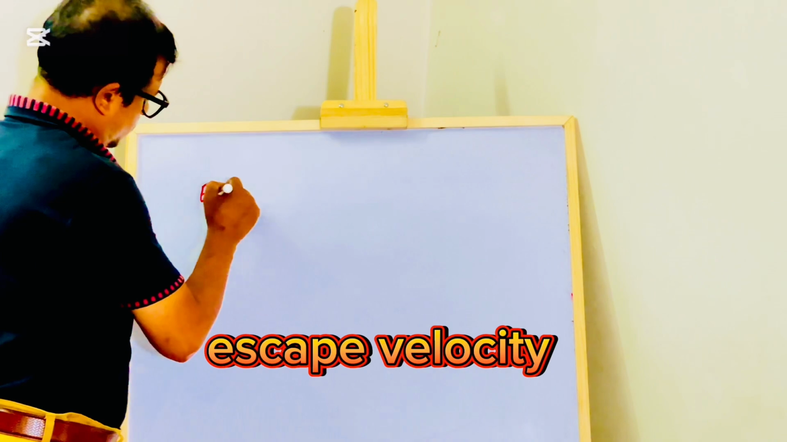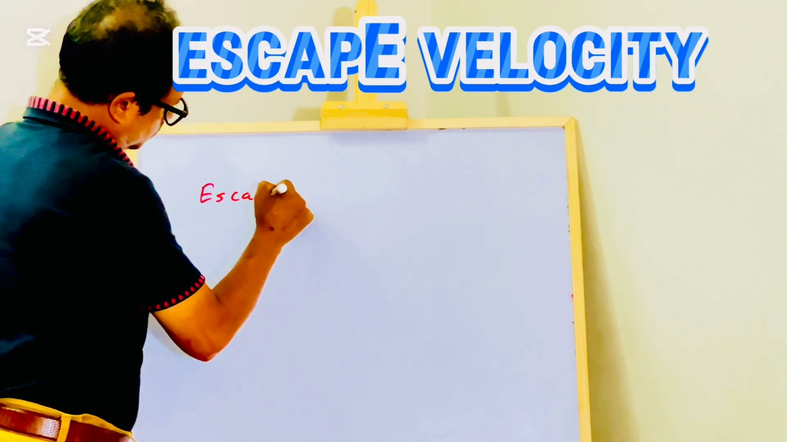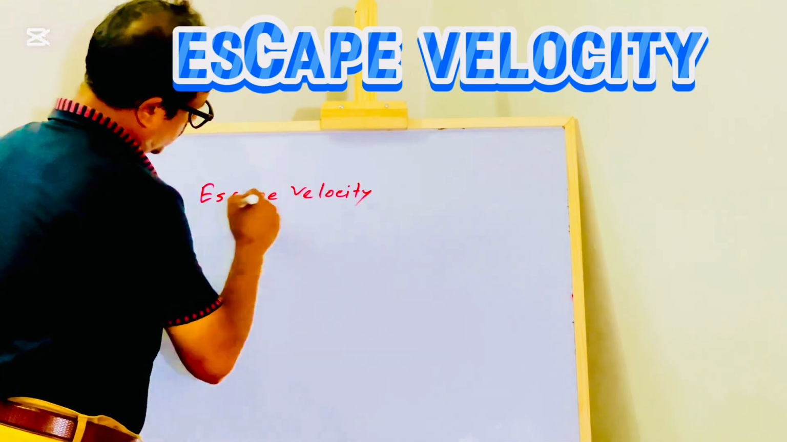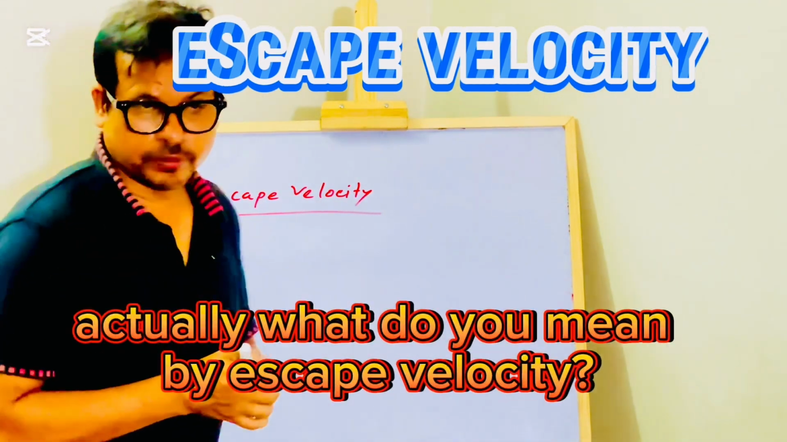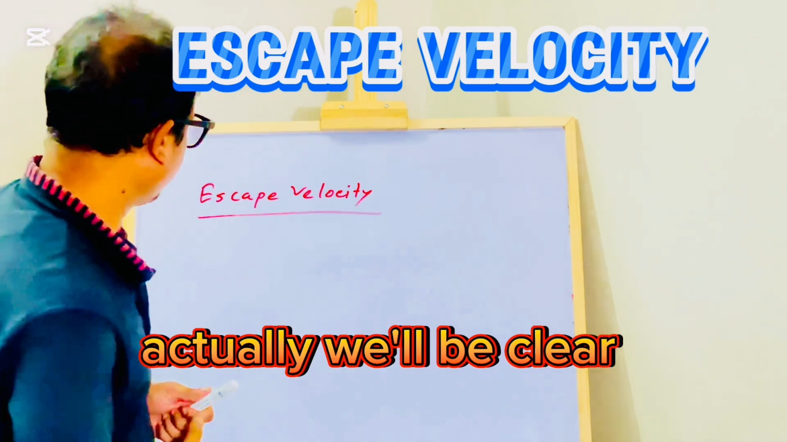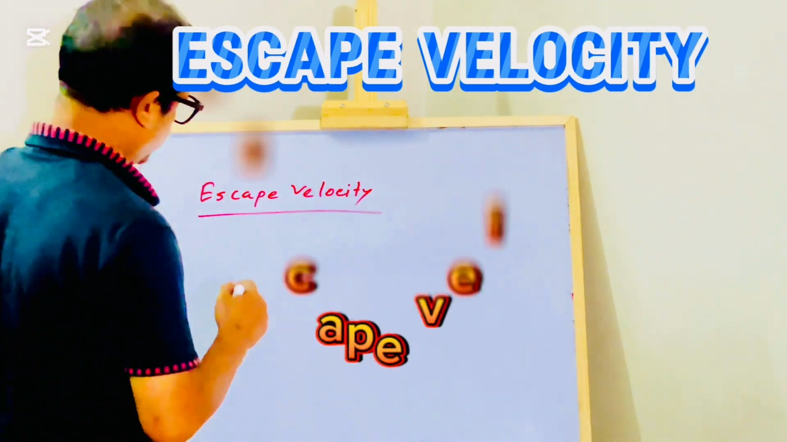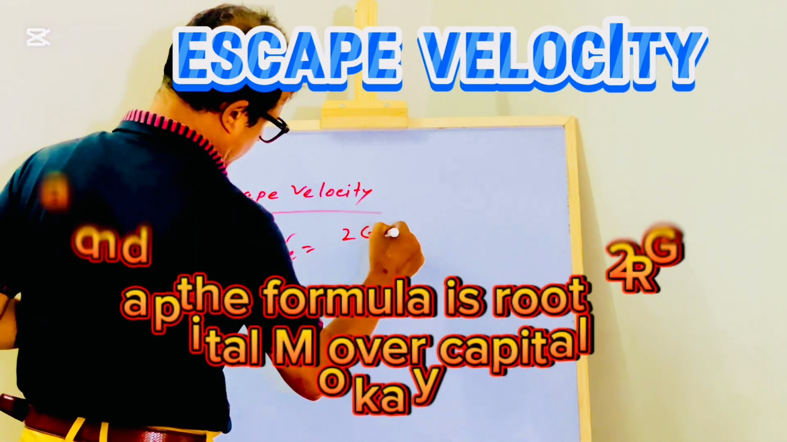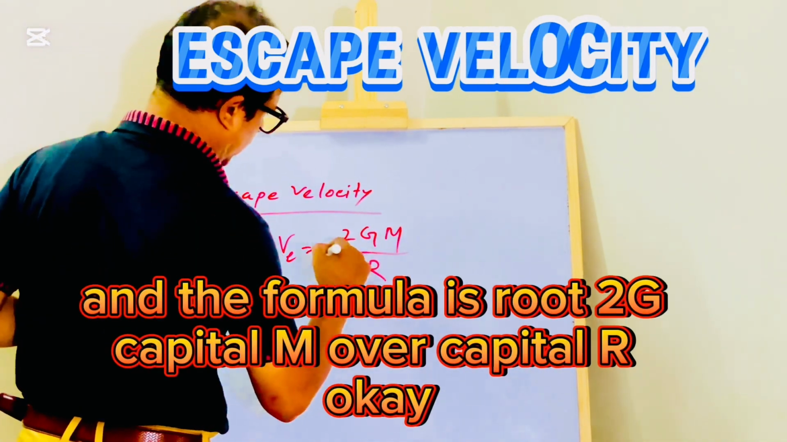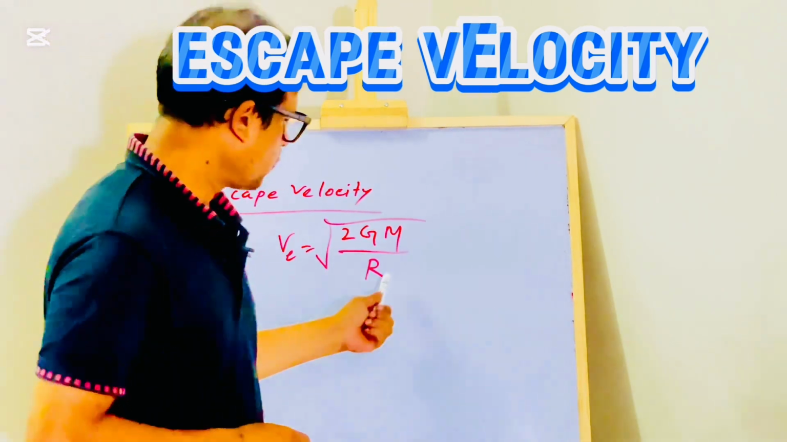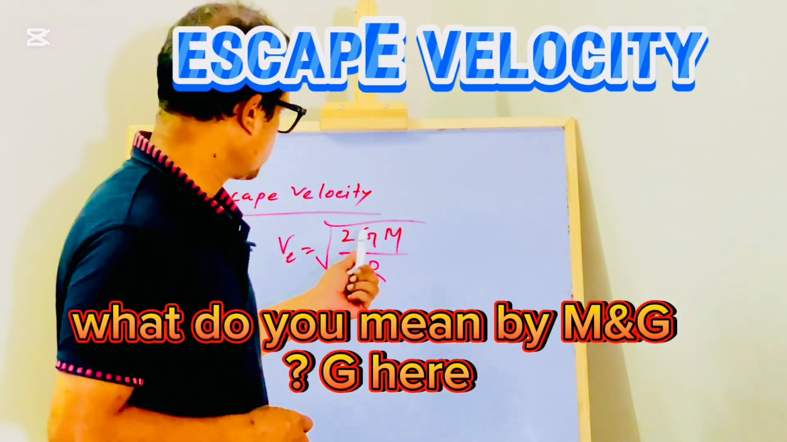Escape velocity. Actually, what do you mean by escape velocity? Today it will be clear. Okay, guys, for escape velocity, the formula is the square root of 2GM over R. Here, what do you mean by R? What do you mean by M and G?